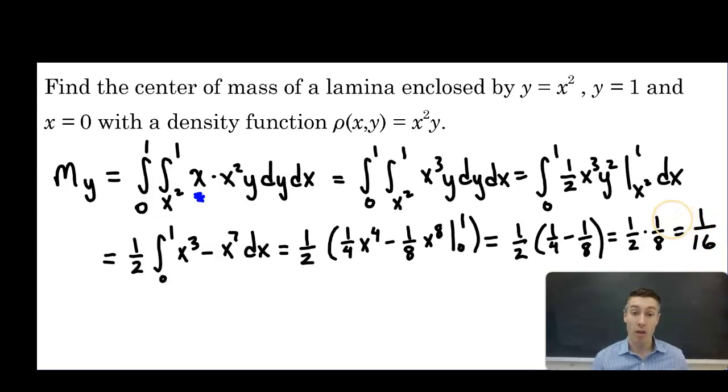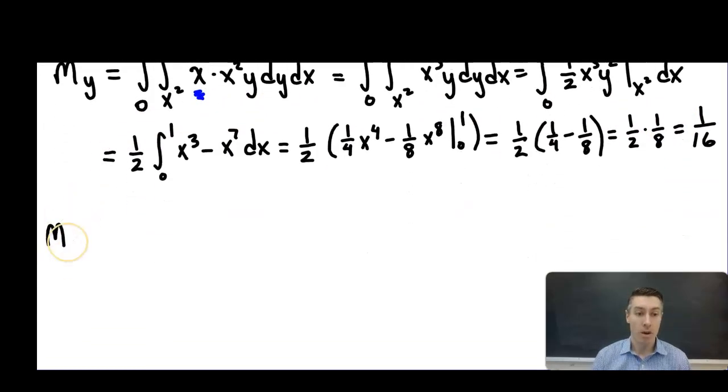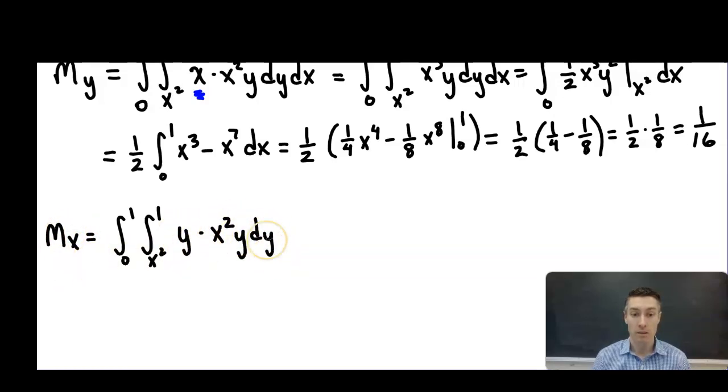Let's find the other moment about the x-axis, and then we'll do both coordinates of the center of mass at the same time. So now we'll find the moment about the x-axis. So integral from 0 to 1, integral from x squared to 1. If we're going off the x, we're multiplying by y, x squared y dy dx. So there's the new piece here.